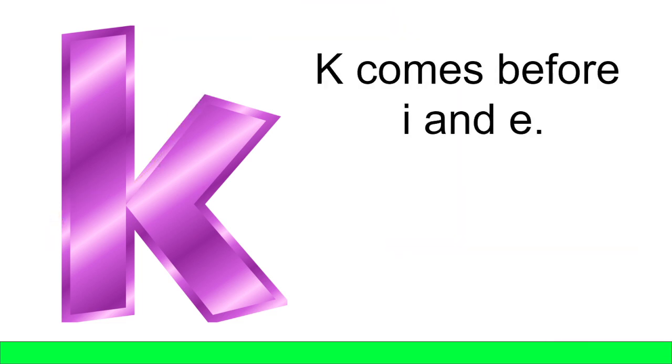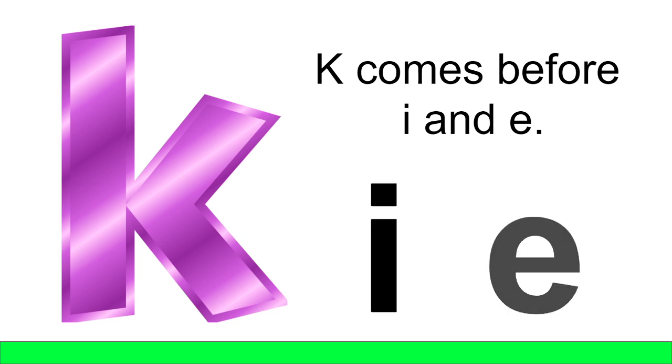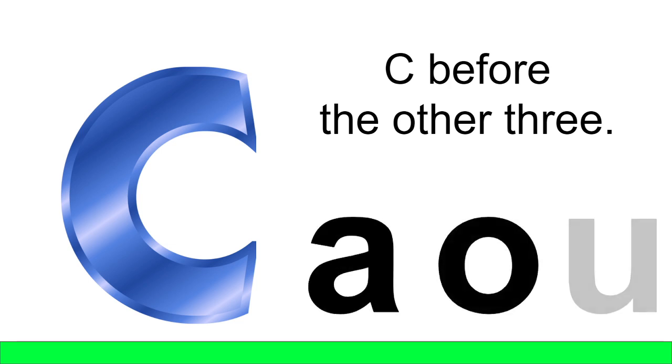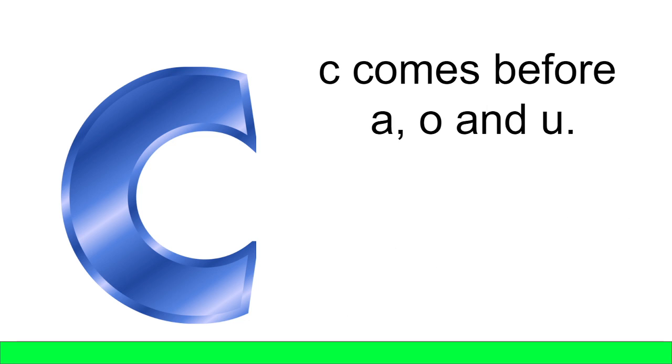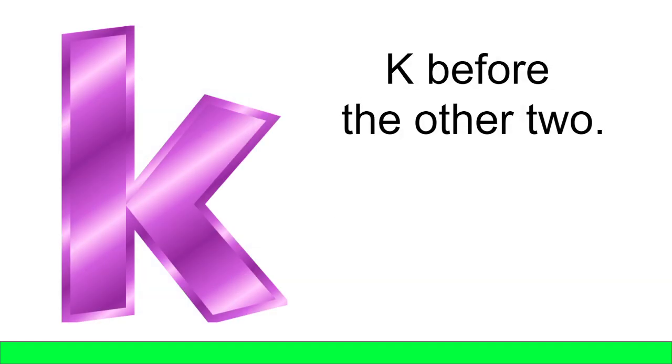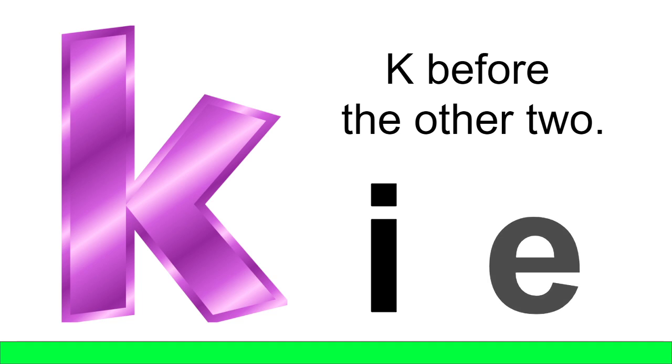K comes before I and E. C before the other three. A, O, U. Did you see that? K comes before the vowels I and E, while C comes before the vowels A, O, U. There's another way we could say this. C comes before A, O, U, and K before the other two.